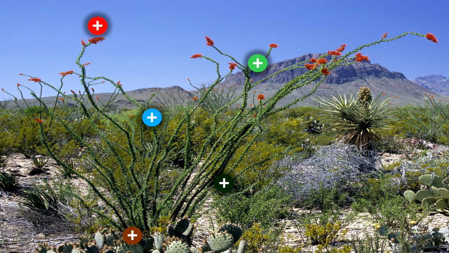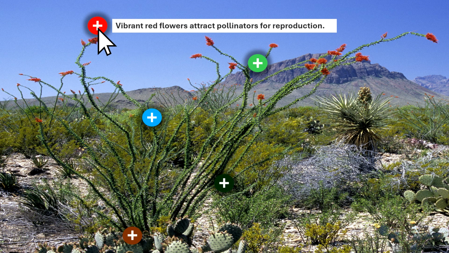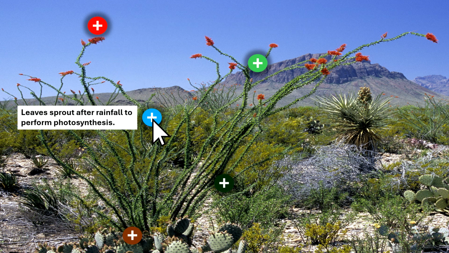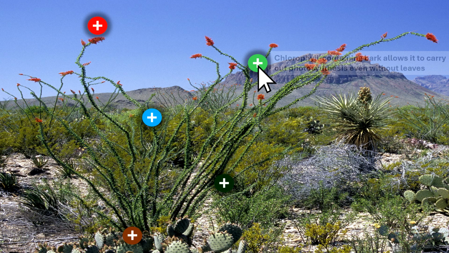Let's have a look at some desert adaptations. So firstly, we have that the vibrant red flowers of this plant attract pollinators for reproduction. Then we have that its leaves sprout after rainfall to perform photosynthesis. Okay. Then we have that the chlorophyll-containing bark allows it to carry out photosynthesis even without leaves, because as you can see, this plant does not have any leaves, and so it uses its chlorophyll-containing bark.